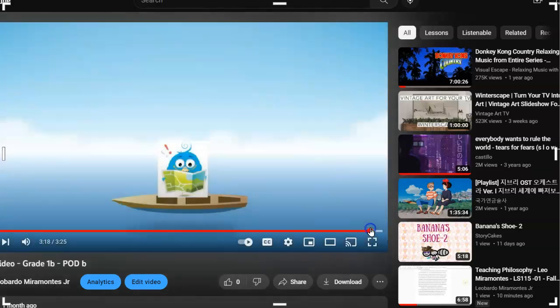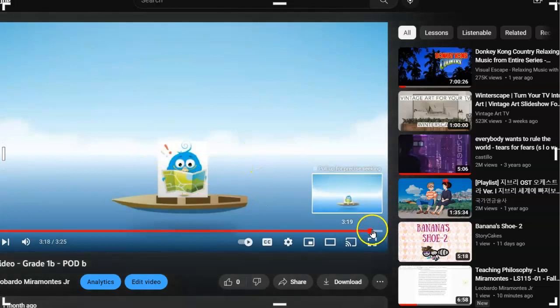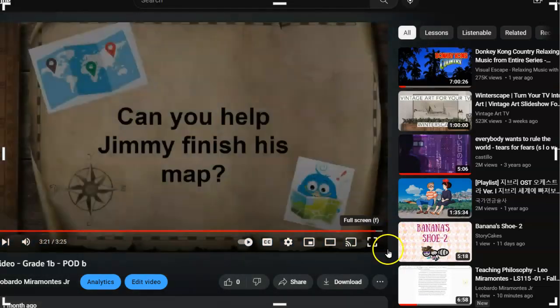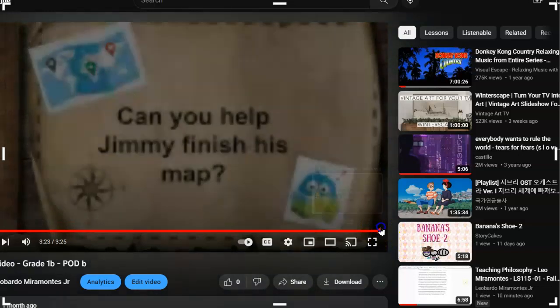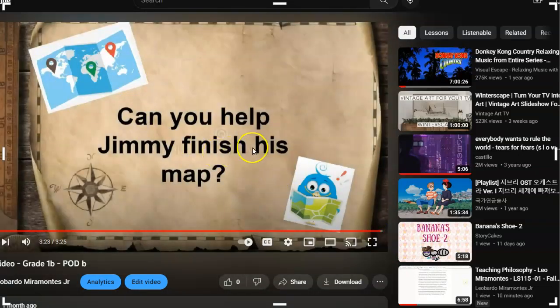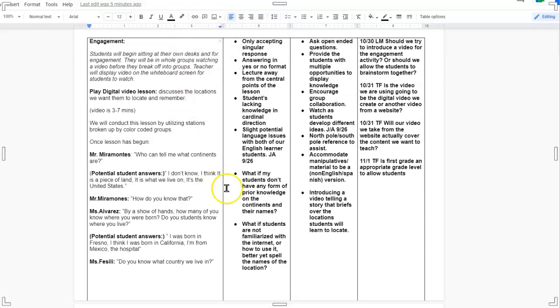And then we got the cute little, oh, I think I'm going to need a boat. It's a nod and a gesture to the fact that they're going to have to be learning about the oceans. And then here at the end, can you help Jimmy finish his map? Part of the lesson is meant to encourage the students to want to be hooked into learning about the continents and the oceans. Jimmy's setting off into the world and he needs to finish his map. He needs to fill it in. And so we, as the students in that class, will work on figuring out the locations on the map for Jimmy. Let's go back to the lesson plan.